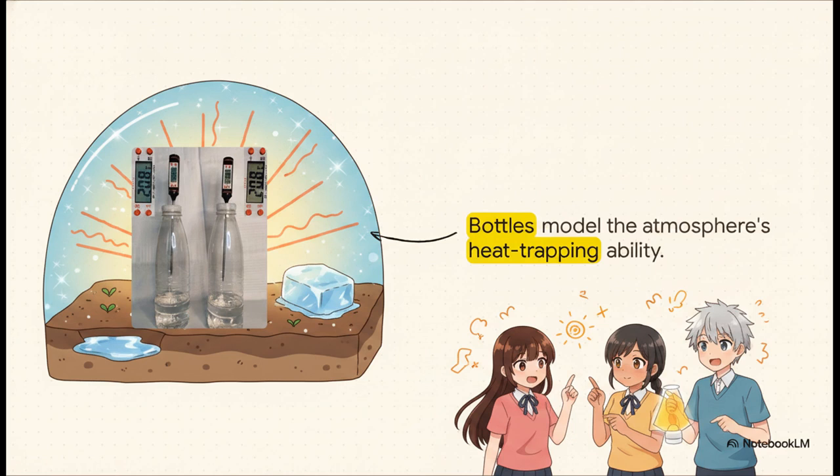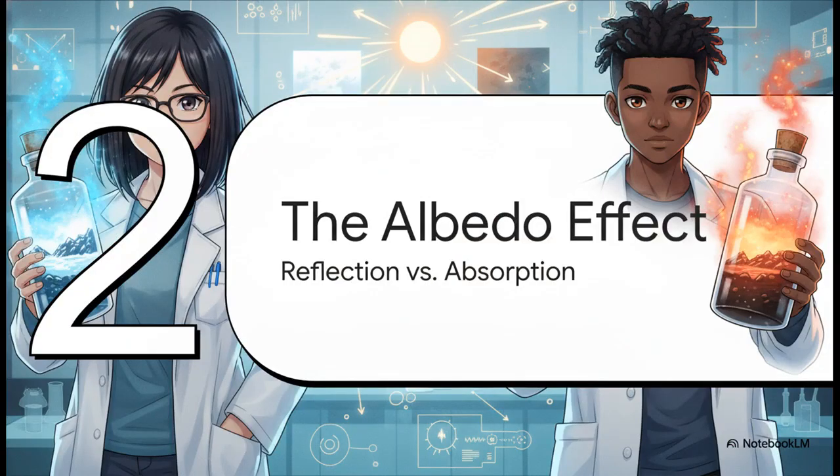When light from a lamp, or just the sun, passes through the plastic, it warms up the stuff inside, and the trapped air gets hotter. It's a super immediate visual way to show students that a contained environment traps heat, kind of like our real atmosphere does. Section 2. Exploring the albedo effect, reflection versus absorption.